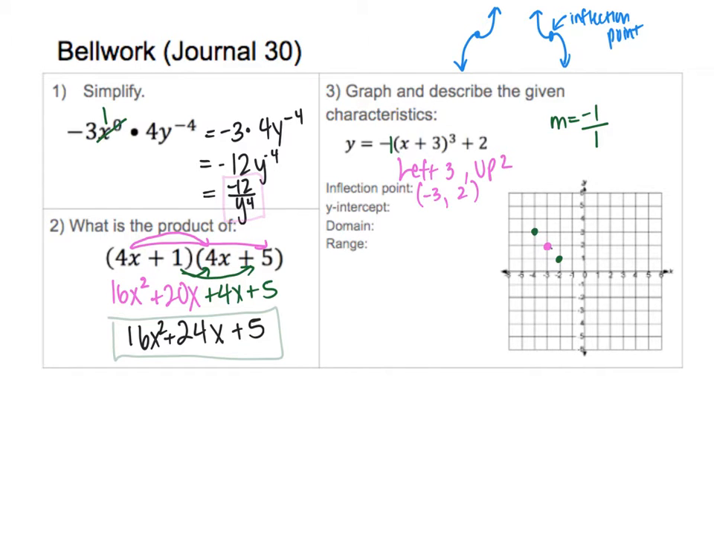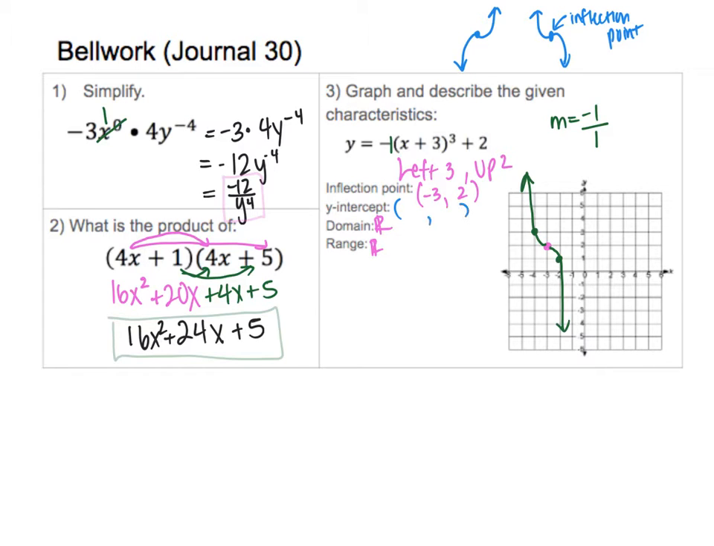So it looks like this is curving down, and then this side is curving up. And so there is my cubic function. And remember that the domain and range for cubic functions are actually all real numbers, so I'll just put that in. And then all I'm left with is figuring out the y-intercept.